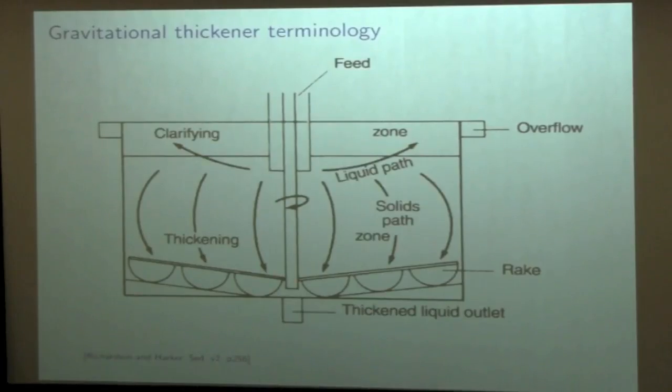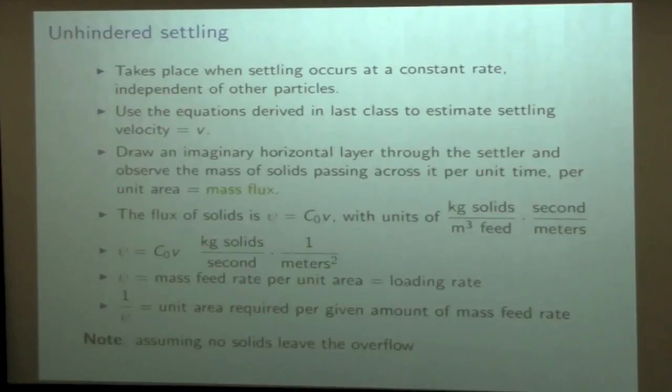The solids, if they're all leaving in the underflow, which is our assumption over here, we're not taking any solids out in the overflow. So no real solids of any particular value are leaving in the overflow. Everything is leaving in the underflow. All that solid material must pass through this imaginary horizontal line. And if we look at that horizontal line, we can calculate the mass in kilograms of solids per unit time, per unit area. So that's our mass flux.